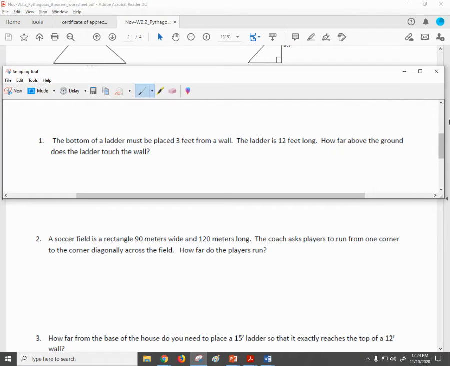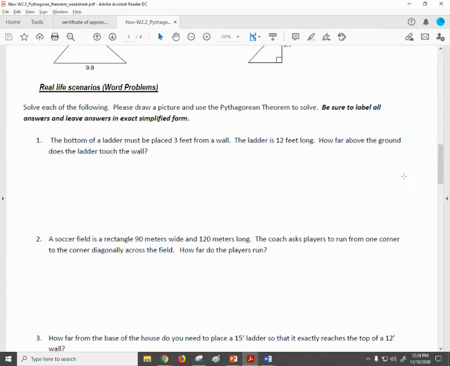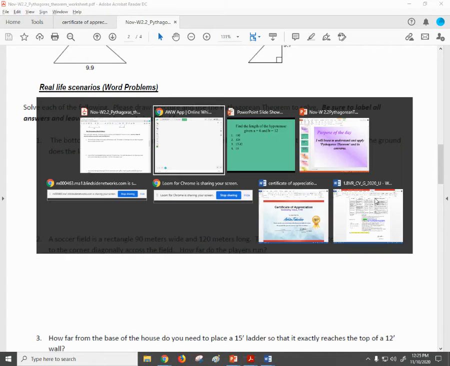Okay. The instruction says to solve each of the following. Please draw a picture. It is really important when you are solving word problems. You are expected to draw a picture that represents the given situation and use the Pythagorean theorem to solve. Be sure to label all answers and leave answers in exact simplified form.